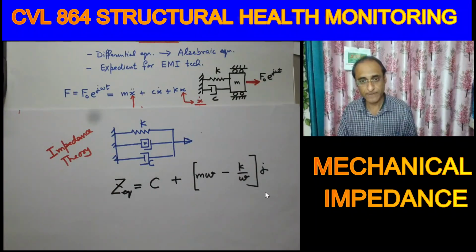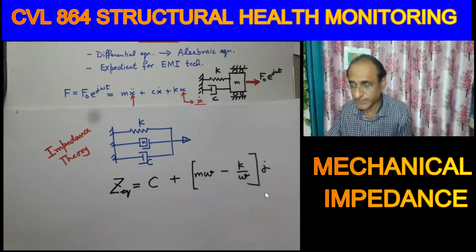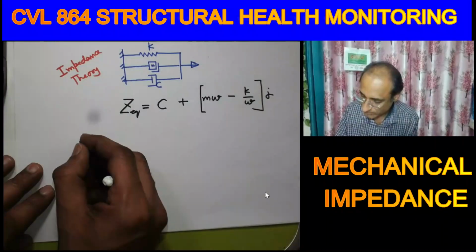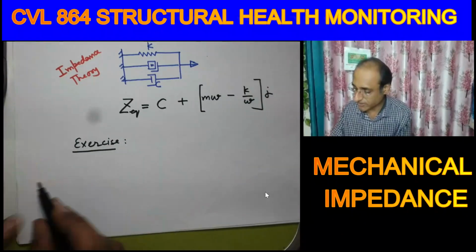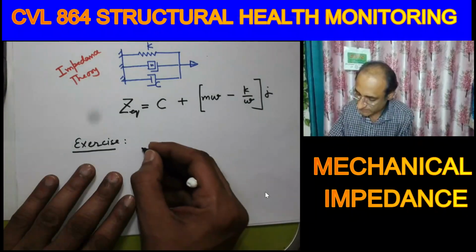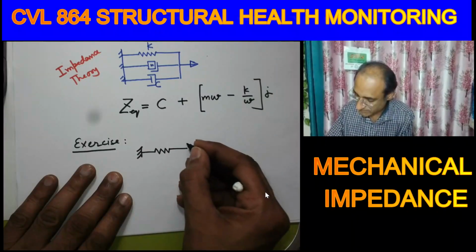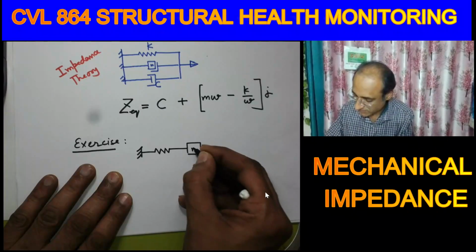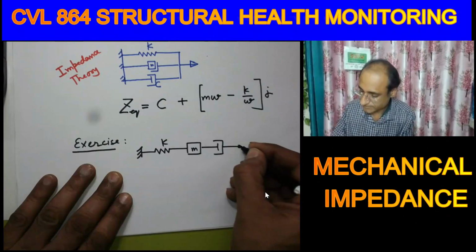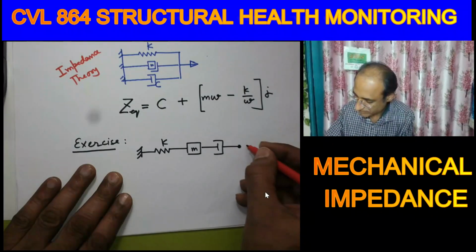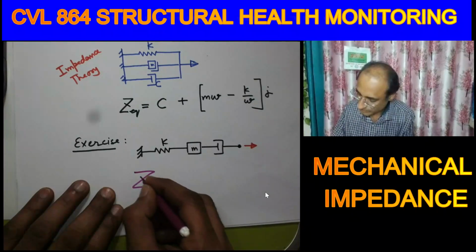Alright. So I hope this is clear to everyone. I give you an exercise before ending. Find out the equivalent mechanical impedance of this system. We have the K, the mass and the damper in series. Resultant or equivalent.